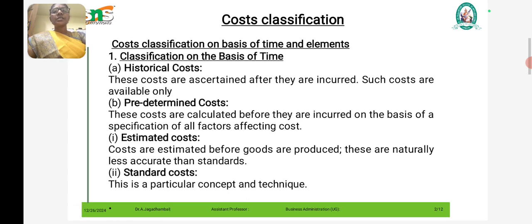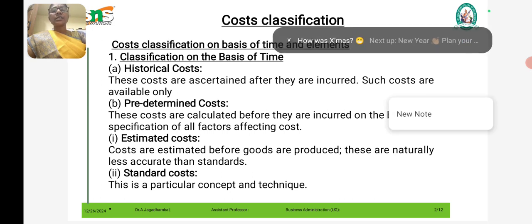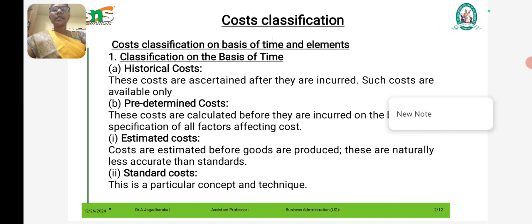In that, we discuss the estimated cost. Definitely, costs are estimated before goods are produced, because without a cost estimation we can't produce any goods and services. Estimated costs are naturally less accurate than standard costs, because standard cost is a particular concept and technique.